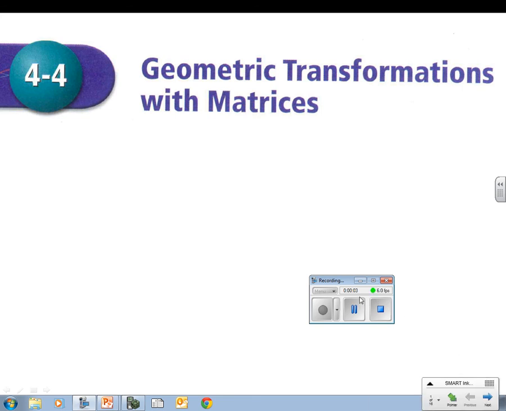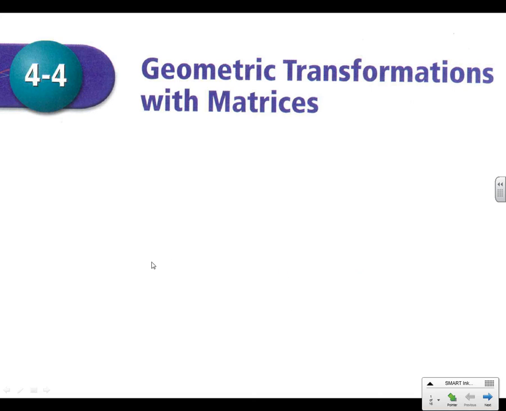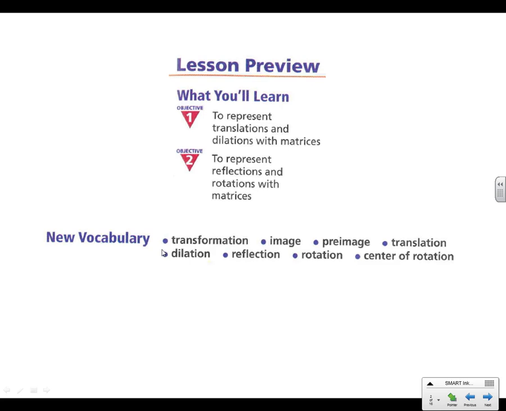Alright, 4-4, so we're going to take our matrices and use them for some geometry here today. Geometric transformations with matrices, that's 4-4. So, getting started, a little preview here, we're going to learn to represent translations and dilations with matrices. If you remember back, translations is moving and dilations is making things bigger or smaller. Alright, and then we're also going to represent reflections, so that's flipping, and rotations, that's spinning around, also with matrices.